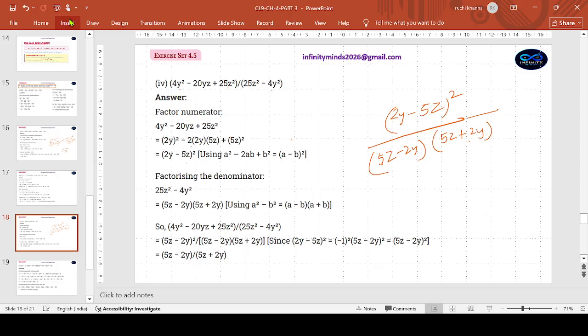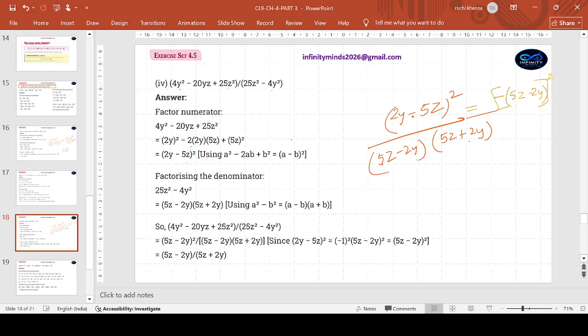Try and see. I'll change the color of the pen for your better understanding. If I take a minus common in the numerator, I'm talking about the numerator, I will be left with 5z minus 2y. Is that clear to you? Supposedly 2y minus 5z, taking minus common, I will have 5z minus 2y. I have to do squaring. I can do the squaring of the whole thing, not a problem. The minus sign, it is the same thing. The answer is going to be same.